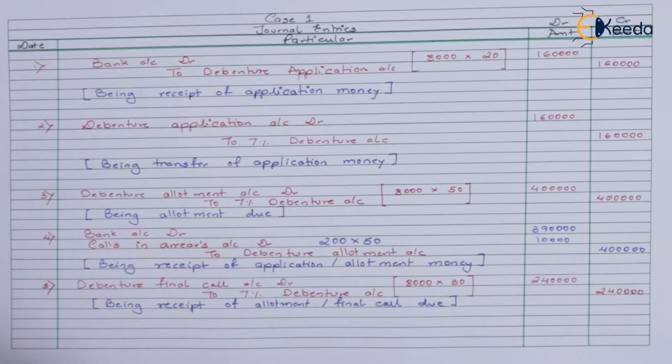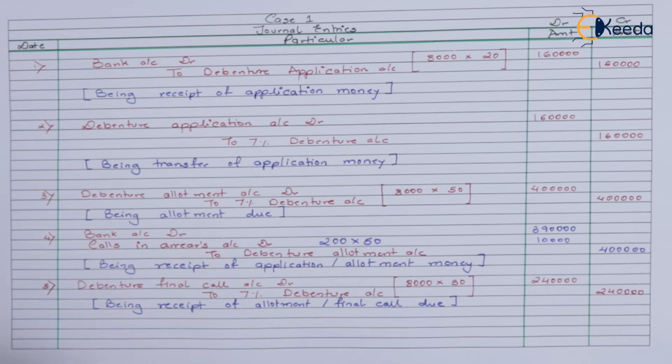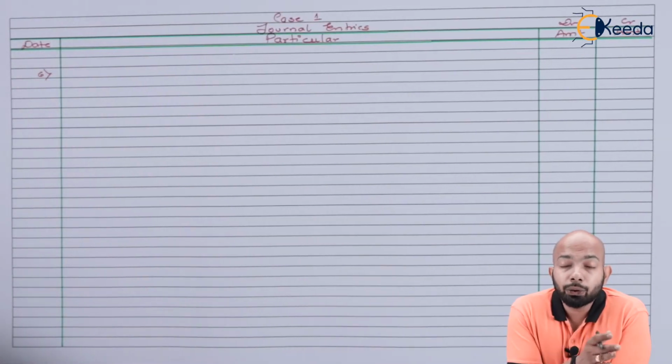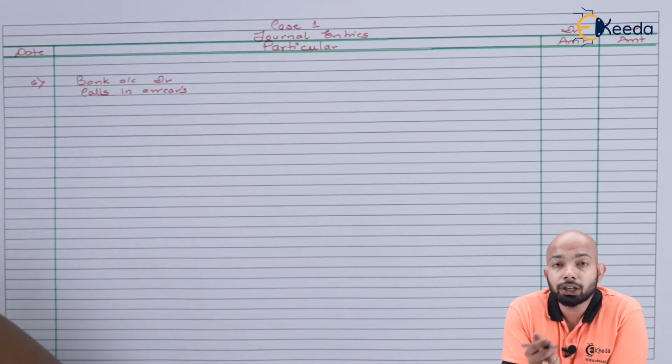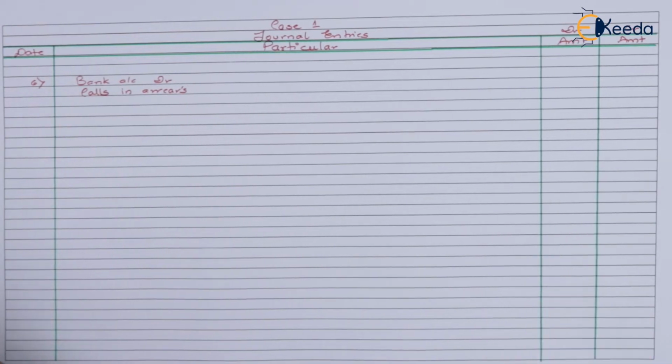So the next entry will be receipt of final call with the calls in arrears in it, because again, Mr. X and Mr. Y, there were two persons who didn't pay up the final call money, for 200 shares for X and 500 shares for Y. So let's mention that part. So the last entry that we are going to mention here is the receipt of final call money with calls in arrears. Now, the entry that we'll be passing here is bank account debit, calls in arrears account debit to debenture final call account.